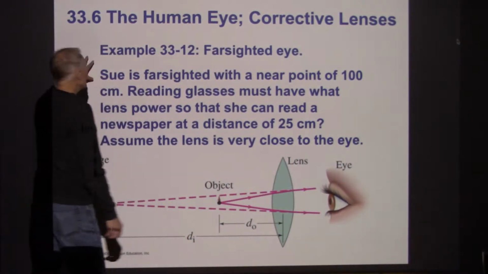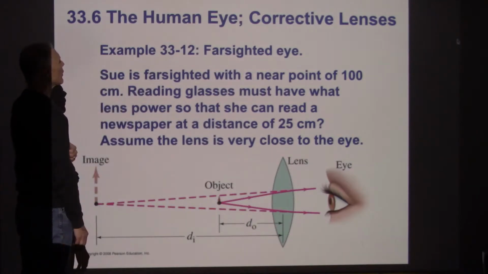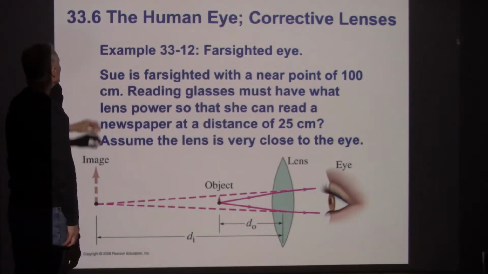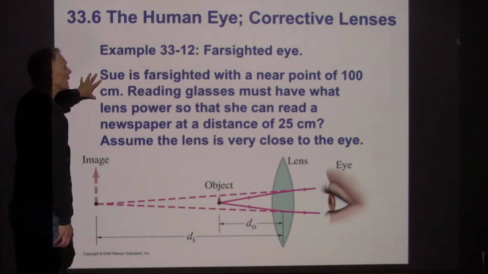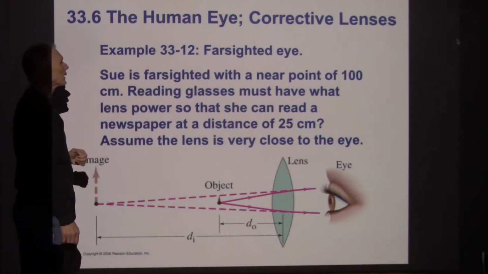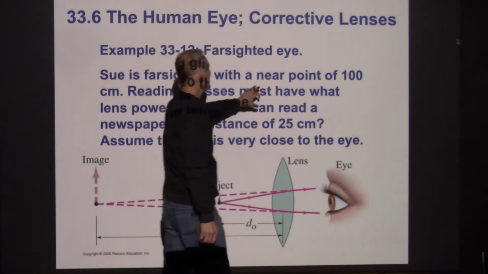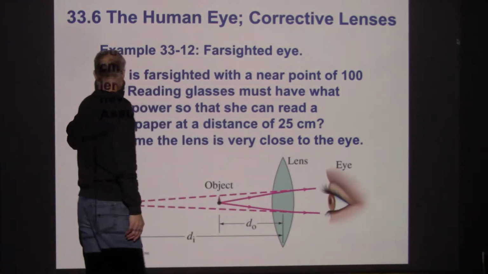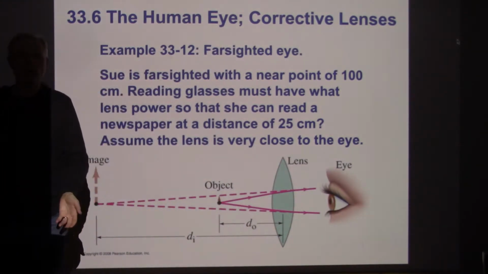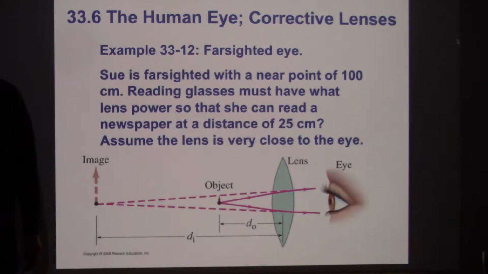So here's an example. They already told us the person is farsighted. Let's see what the numbers are. A patient comes in and you do a couple of quick tests, and what you determine is the near point is at 100 centimeters. That's not unusual at all. I think my near point's around a meter.